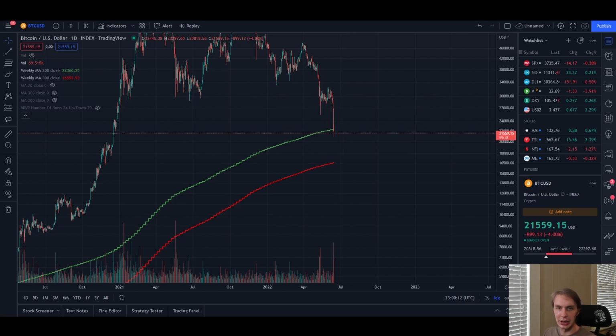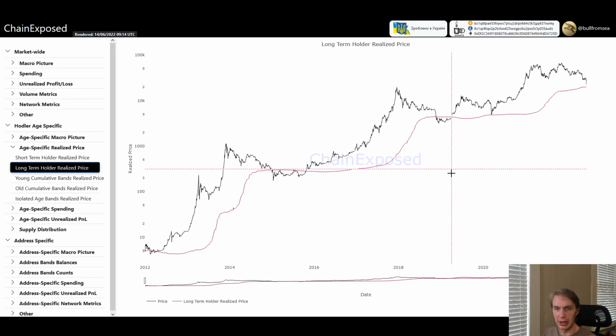Now, another thing that's important to look at, in my opinion, is the long-term holder realized price. This is the cost basis for long-term holders. And this offers a more concerning outlook, right? Because with the 200-week, we're there already. We're below it. With the long-term holder realized price, we're still actually above it.